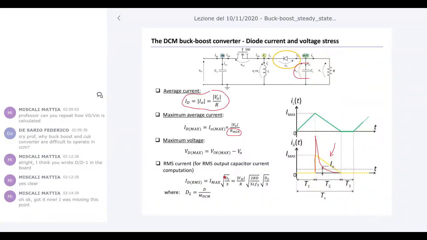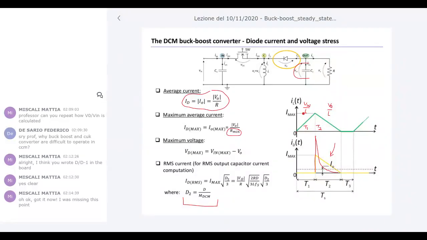Imax is already computed. D2 is given by this expression here, because it is simply derived from these slopes here. This is T1 and this is T2, this time interval. We have the slope of the current during T1 and the slope over T2. This is V0 over L, and this is Vin over L.